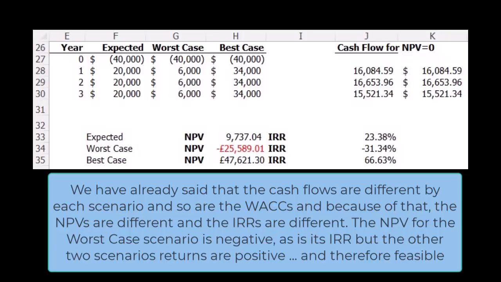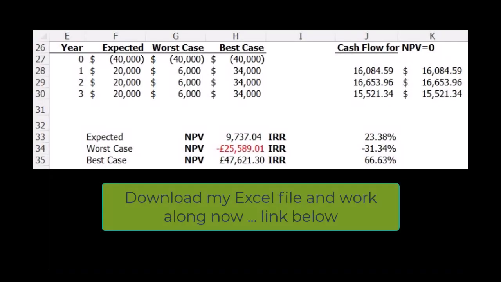You can see I've left the column headers E, F, G, H, I, J, K, and the row numbers 26 to 35 from my spreadsheet on the screen here, and you can use those as guidelines for how to set up the NPV and IRR. Download my Excel file and work along now. The link to the file is in the description below.